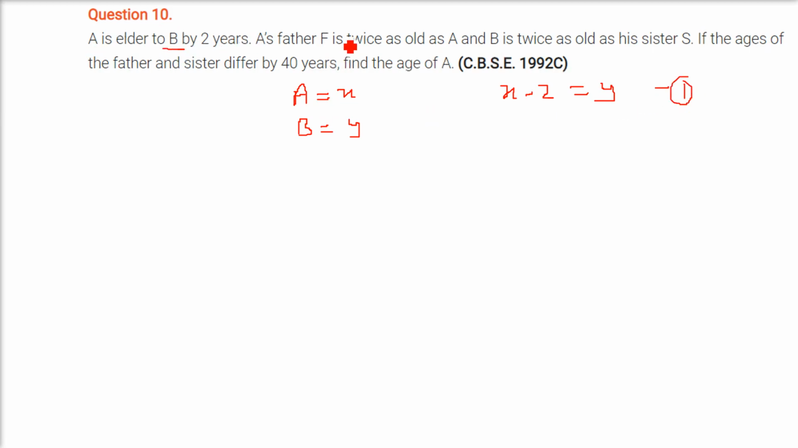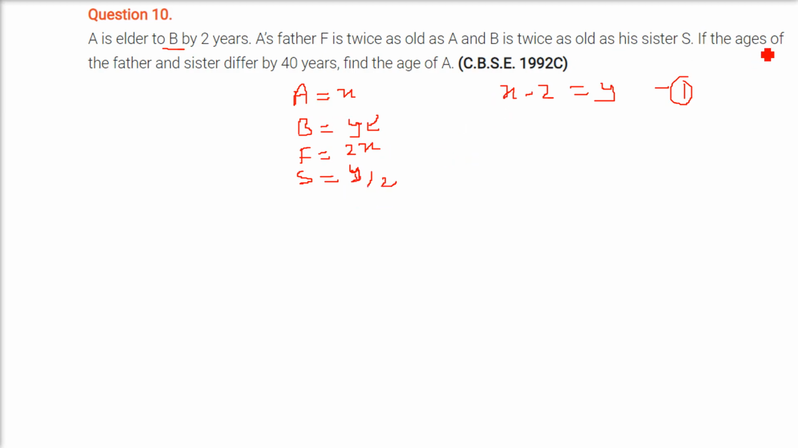Now A's father F is twice as old as A. So if A is x, father will be 2x, because father's age is twice that of A. And B is twice as old as his sister. So if S is the sister, B is twice as old as his sister, so sister's age will be y by 2, half of age of B, because B is twice the age of S. So S will be y by 2.